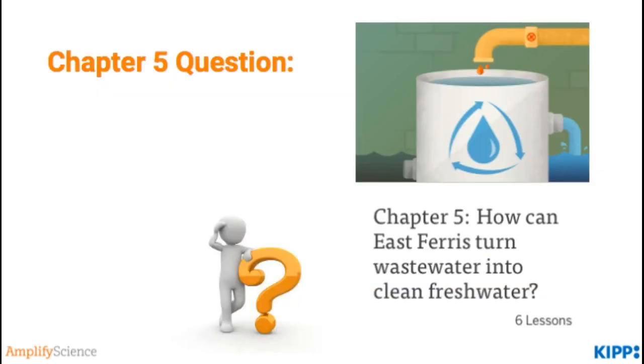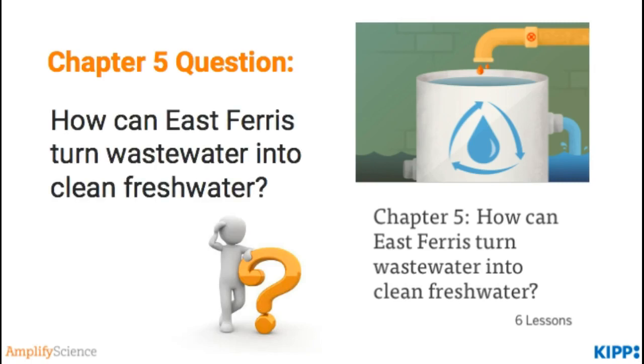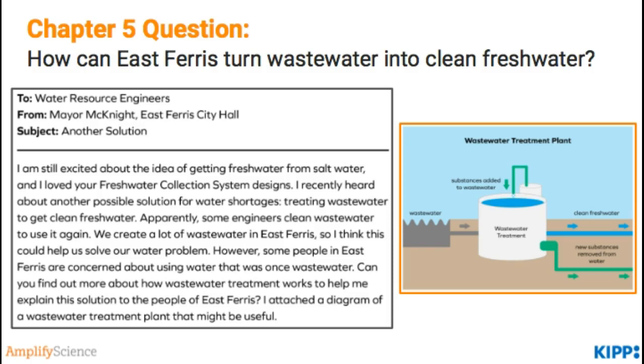Okay, we've made it to the last chapter in the Earth system, and that is Chapter 5, Chemical Reactions. The Chapter 5 question is, How can East Ferris turn wastewater into clean fresh water? Note that there is no progress build for this chapter. And there it is, another letter from the mayor outlining the question for this chapter.